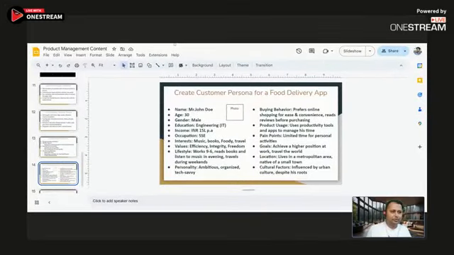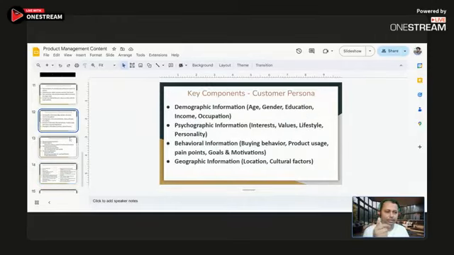So what you see on the screen is a persona named John Doe, who is 30 years old, male, has done his engineering, earns an income of around 15 lakhs per annum, and works as a senior software engineer. First, the key component is demographic information. Next is psychographic information, which talks about the interests and values.